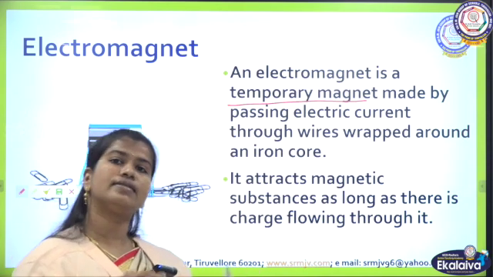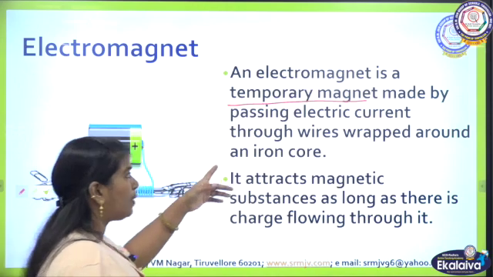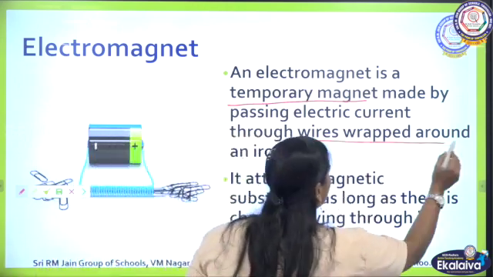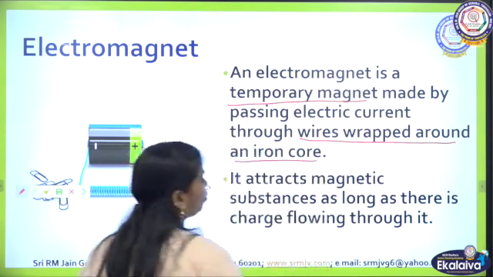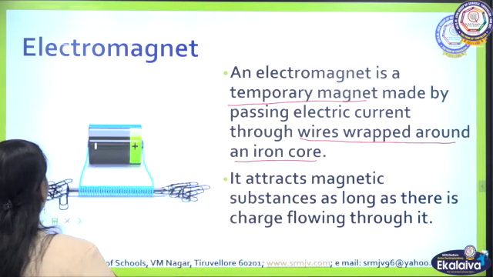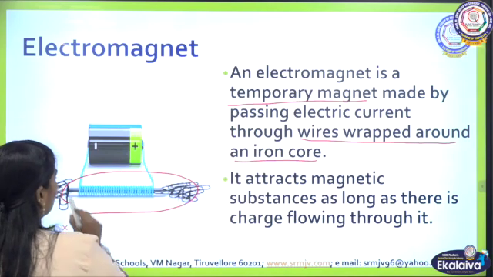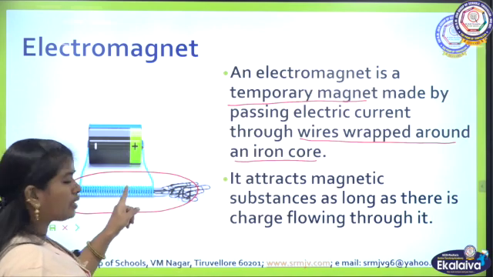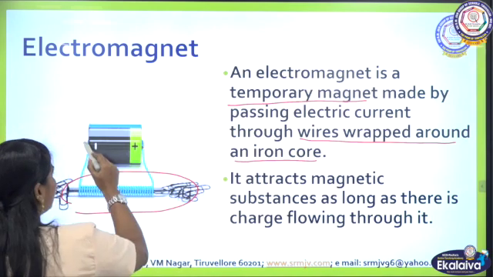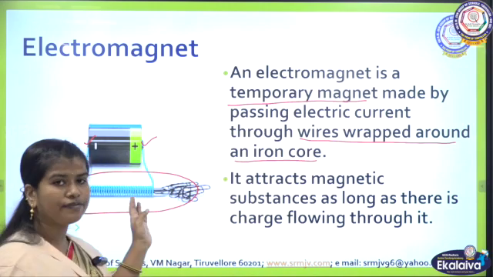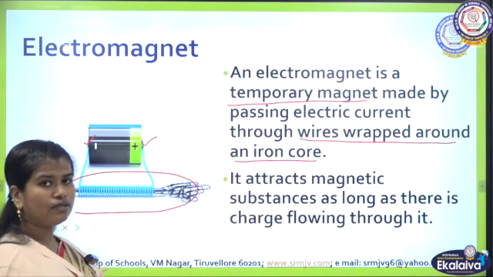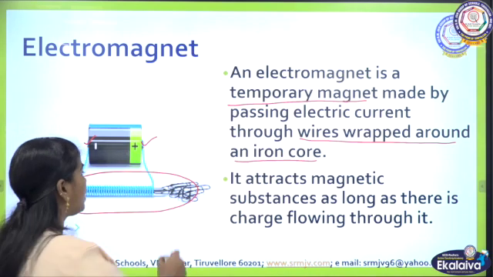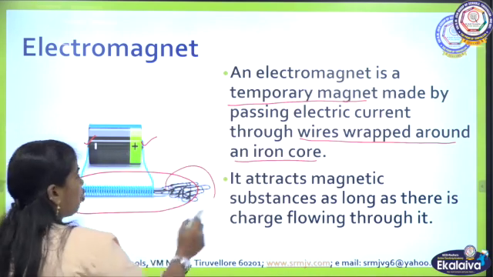That is why it is called a temporary magnet, made by passing electric current through wires wrapped around an iron core. Okay, you can see here there is an iron nail which has been wrapped by the current carrying conductor. It has been connected with the negative and positive terminals of the battery, and once we have done so, obviously this nail will become magnetized and start to attract the office pins.